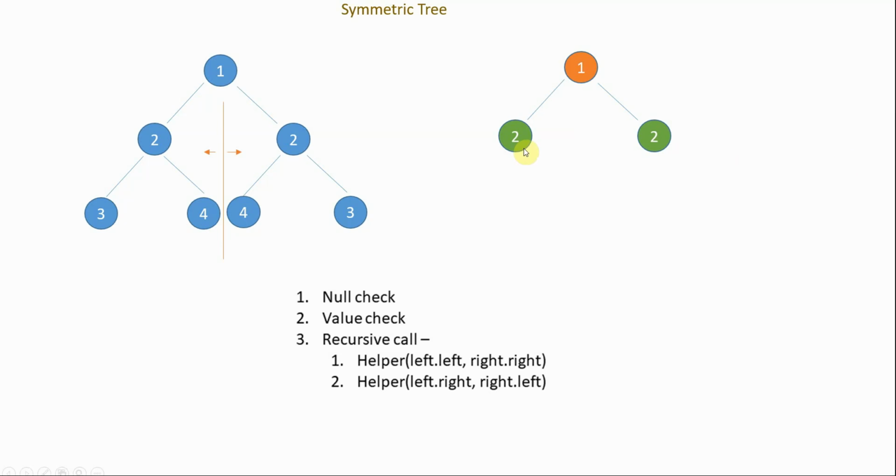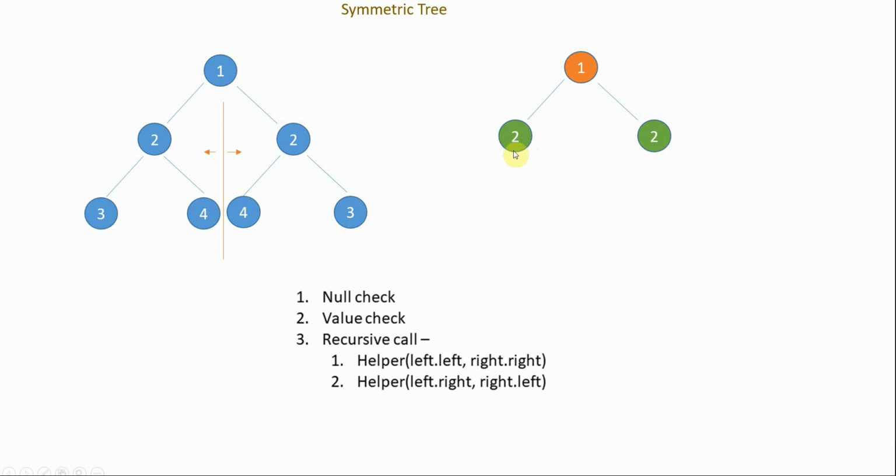Once we've done that, and we know that both our nodes left and right are not null, the second step is to do a value check. The value check essentially just says, let's look at the value of the left node and compare it with the value of the right node. If they're not the same, return false. As simple as that. Now, if the values are the same, then the third step is to do a simple recursive call and call the helper method again.